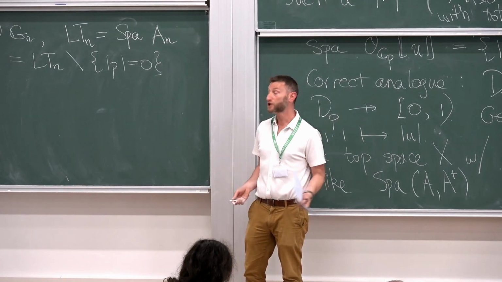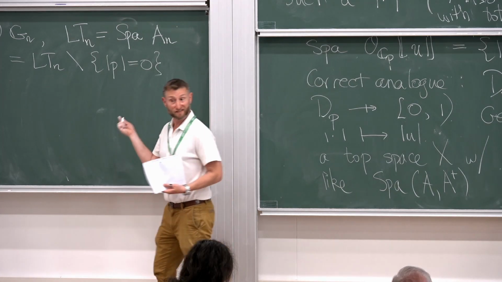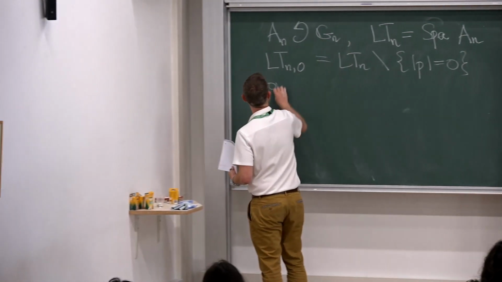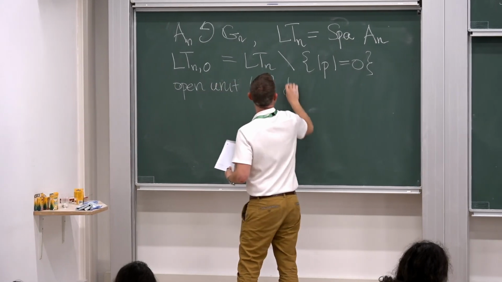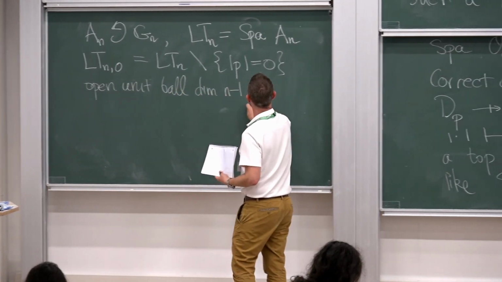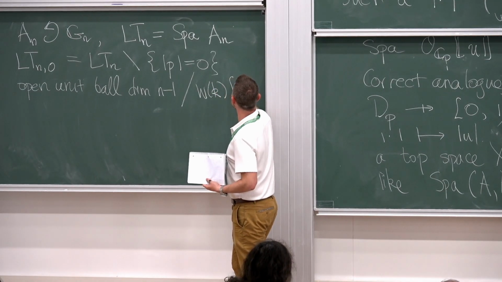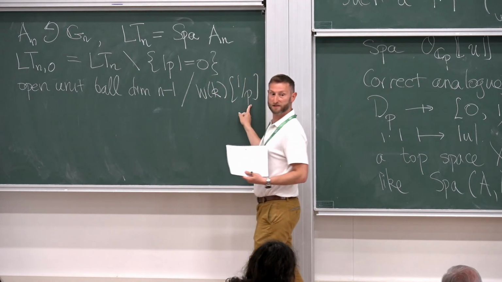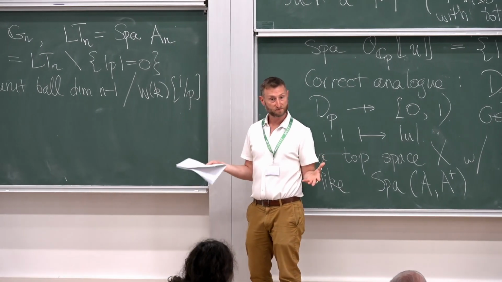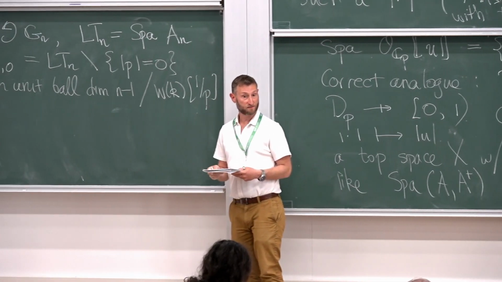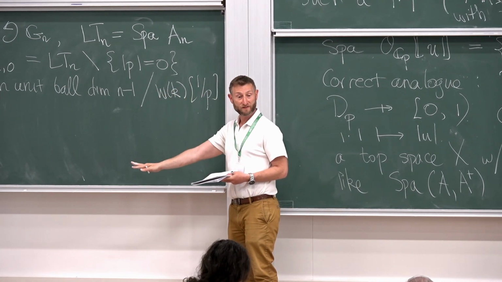It's like the open unit ball over a base of dimension n minus 1. So let me write that. Open unit ball of dimension n minus 1 over the base. Okay, what's the base? I guess it's the Witt vector ring with p inverted. It's that p-adic field, this one. So, geometrically speaking, that's all it is. It's just this ball. The ball admits this action of G_n. So that's going on one side of Faltings' isomorphism.